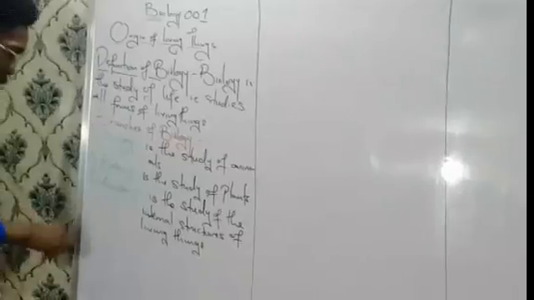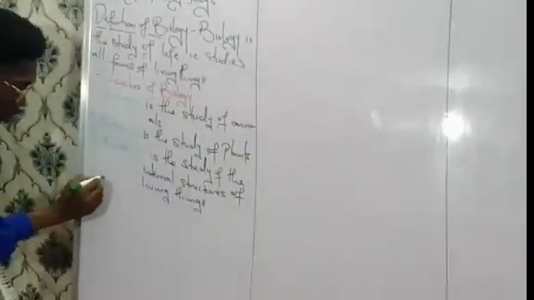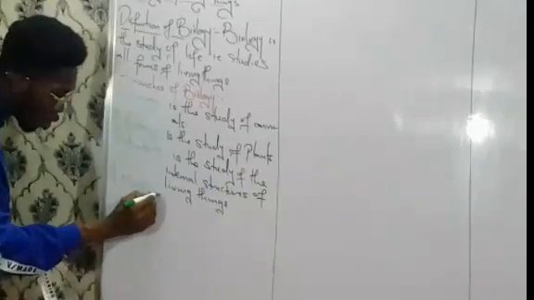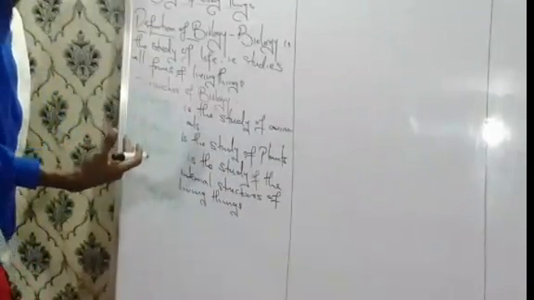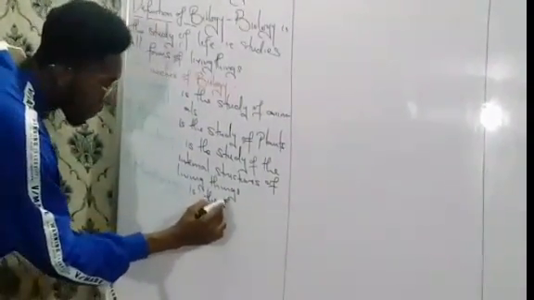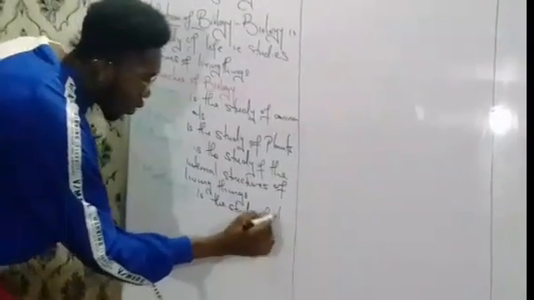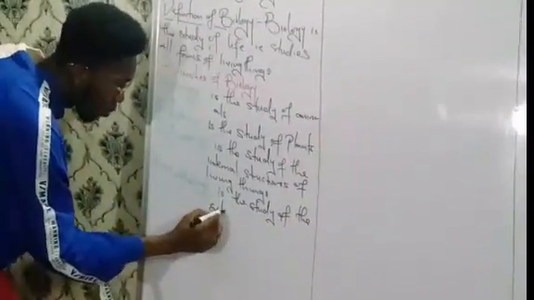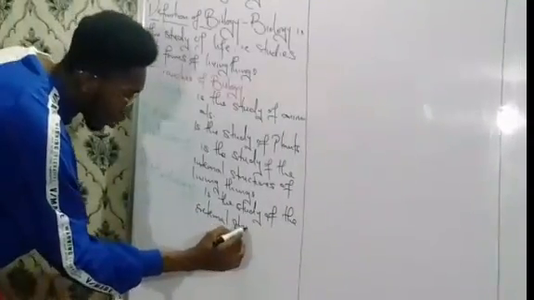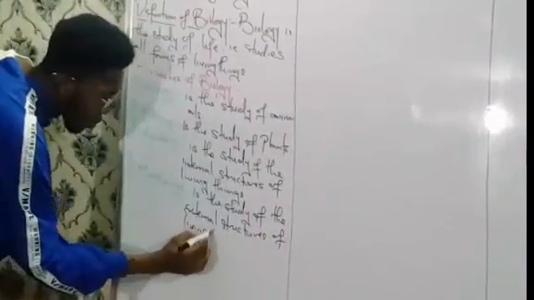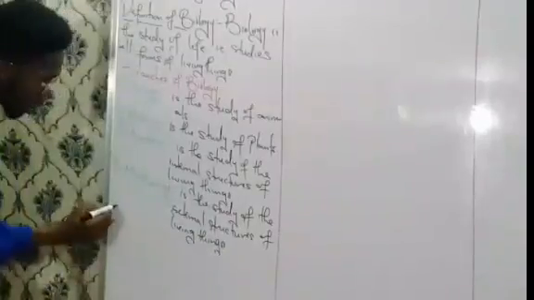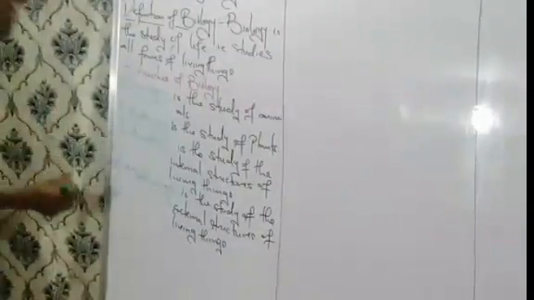Then we'll go further to look at morphology. And when we look deeply into morphology, anatomy studies internal structures, while morphology studies the external structures. It is the study of the external structures of living things. Then we'll go further now to look at physiology.